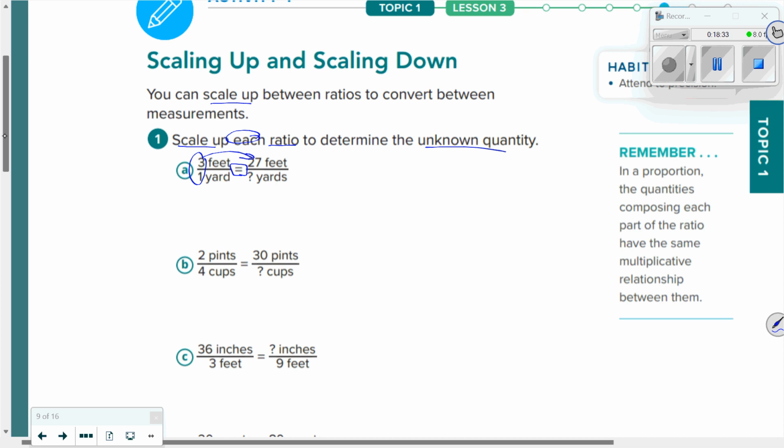Times 9. Meaning I'm going to take the 1 times 9 and I get 9 yards. Our next one, I start at 2 and 4. I go 2 to 30. How do I do that? Multiply by 15. So I'm going to take the 4 times 15 and I get 60 cups. Here, now I'm doing the bottom one. How do I go from 3 to 9? Times 3. So I take 36 times 3 and I get 108.